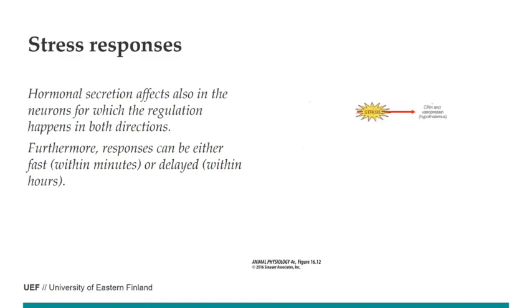So let's start from the stress affecting the hypothalamus for corticotrophin releasing hormone and vasopressin. They will activate adrenocorticotrophin release in the anterior pituitary, and that will affect the glucocorticoid release in the adrenal cortex. But at the same time, the ACTH is also affecting the endorphin, meaning that you are not feeling so much pain.